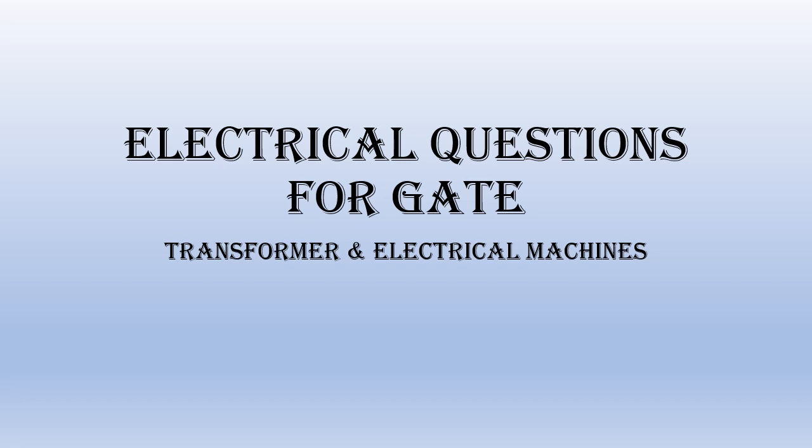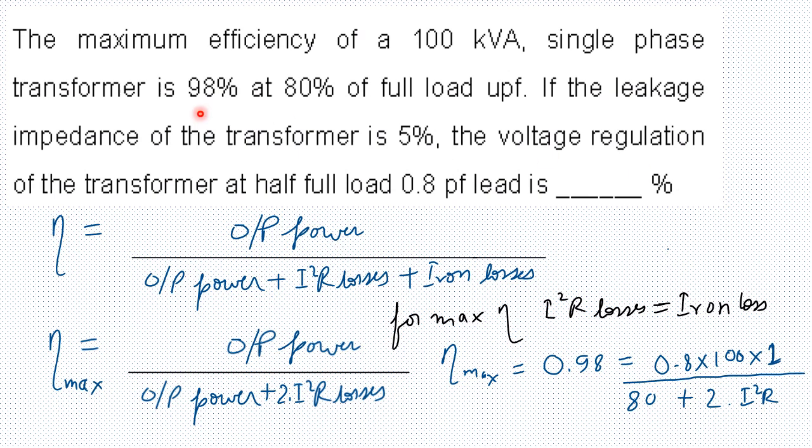Hello friends, today we'll be solving a question related to transformers, and the question is: the max efficiency of a 100 kVA single phase transformer is 98% at unity PF and at 80% of the full load. If the leakage impedance of the transformer is 5%, then the voltage regulation at half load and 0.8 PF lead is. Okay, so how to solve this kind of question?